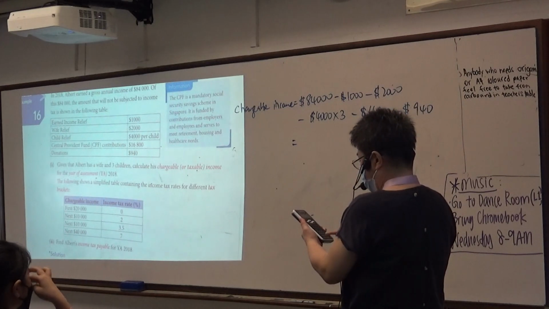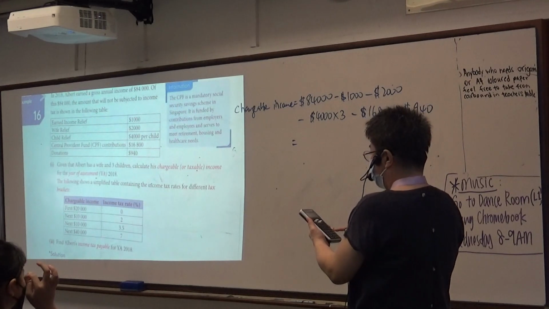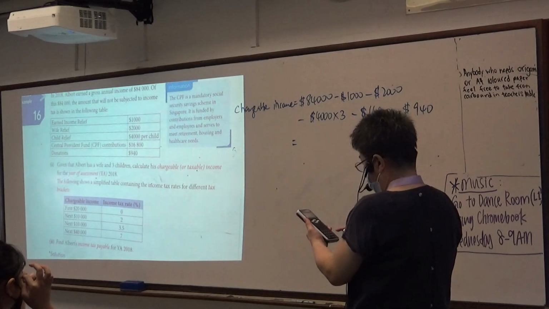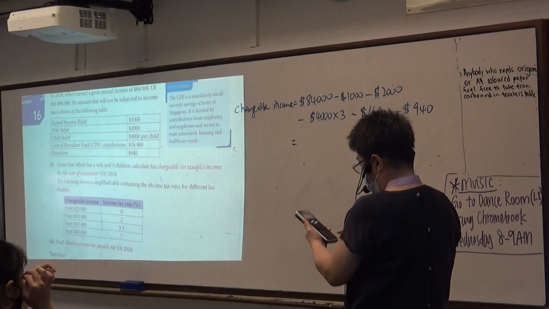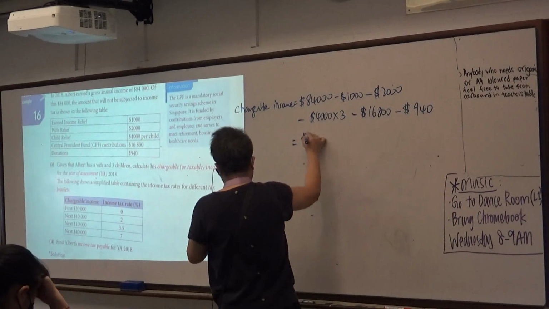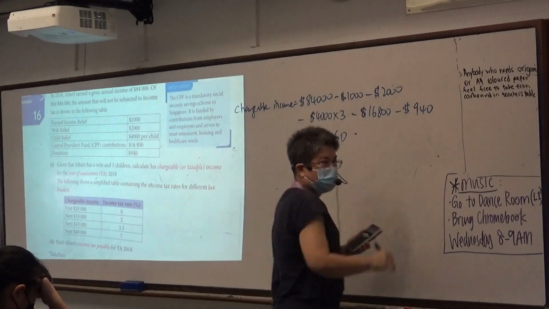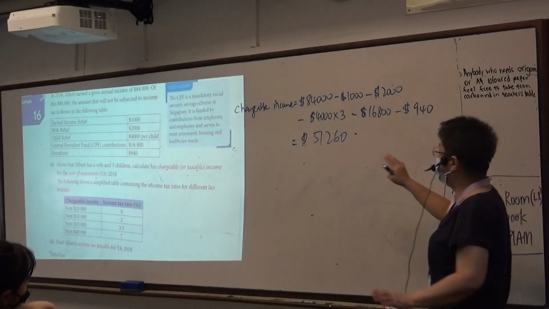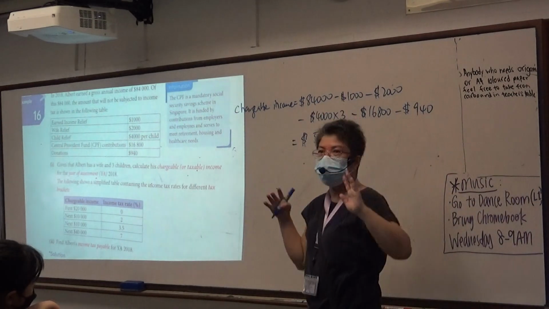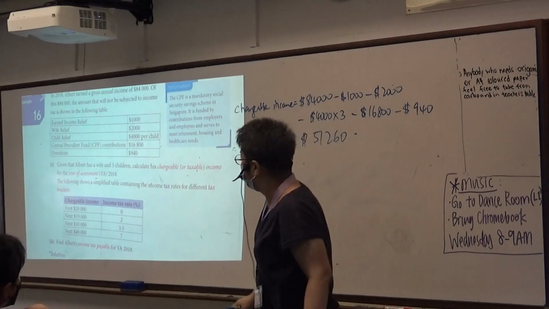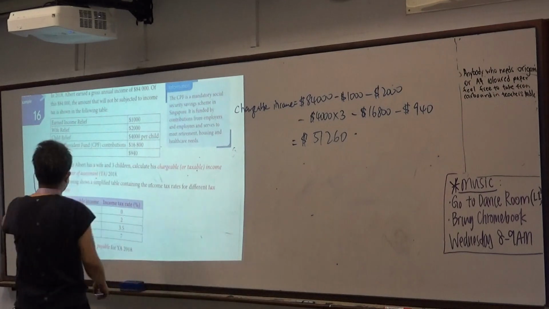84,000 minus 1,000 minus 2,000 minus 12,000 minus 16,800 minus 940. So I will get 51,260. Is this correct? 51,260. That means after deducting all the reliefs, the chargeable income is 51,260. Is everyone clear? Then the question asks.